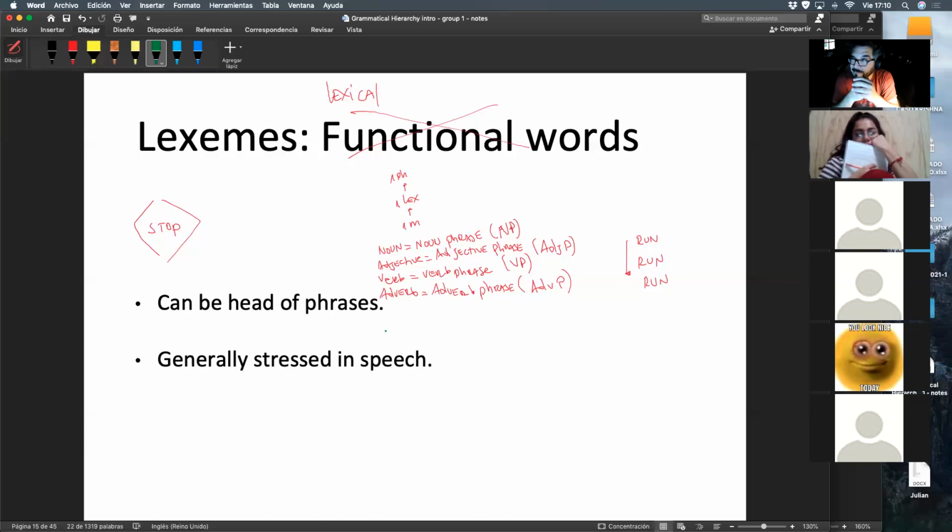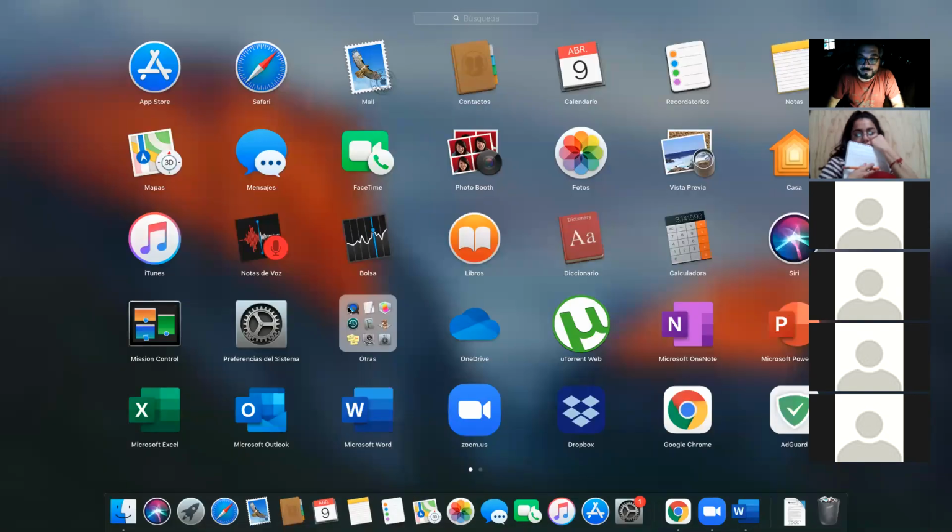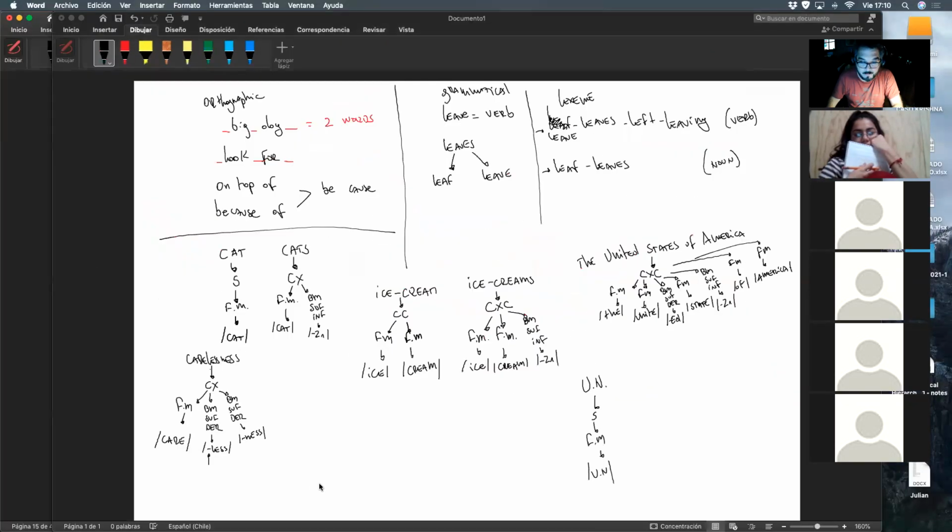Right? ¿Queda claro eso? ¿Dudas? ¿Puede repetirlo, por favor? Un segundo.